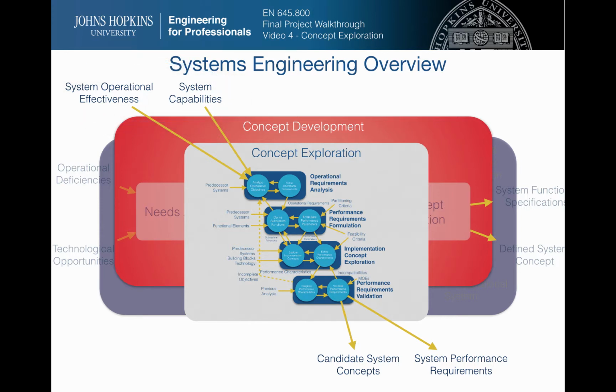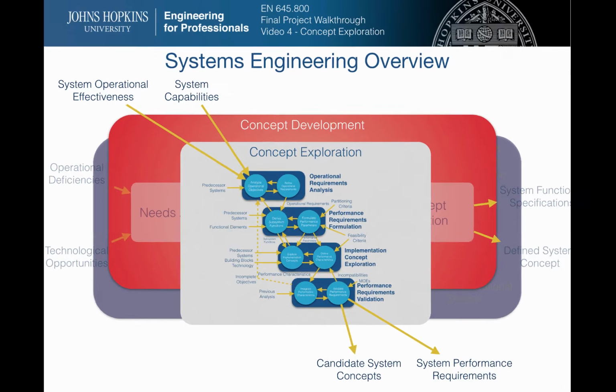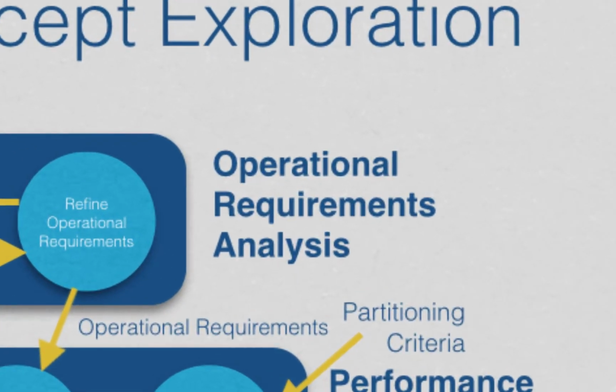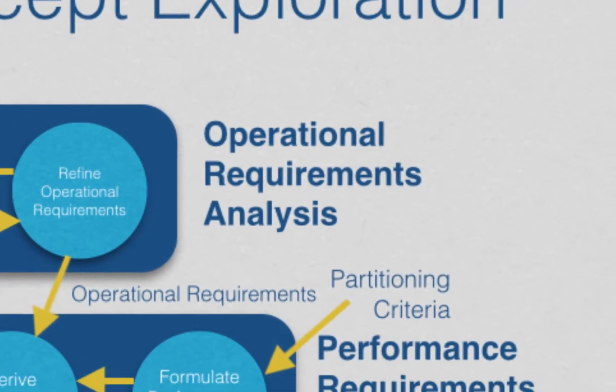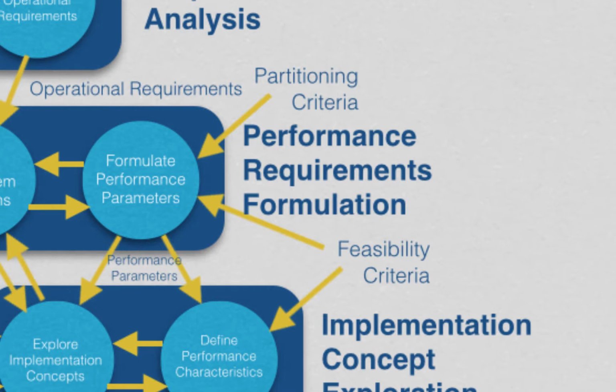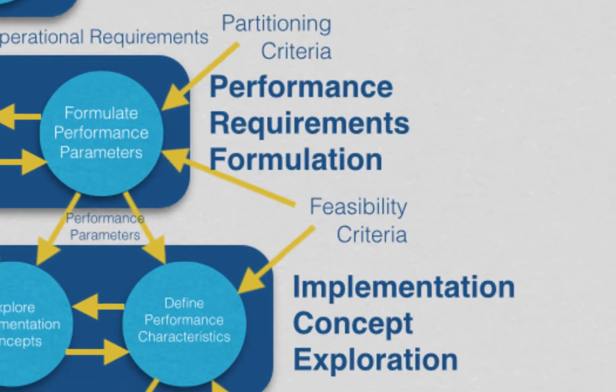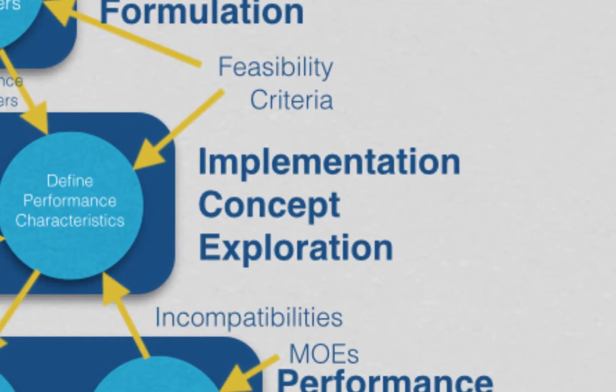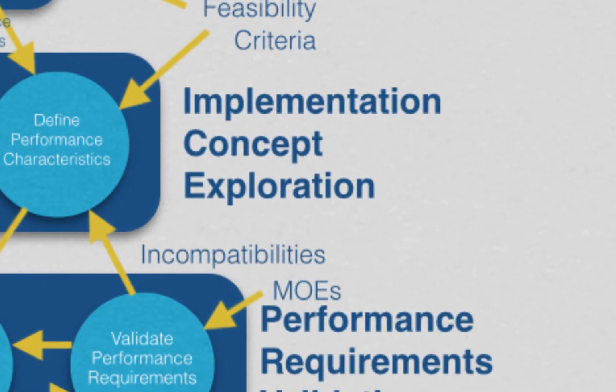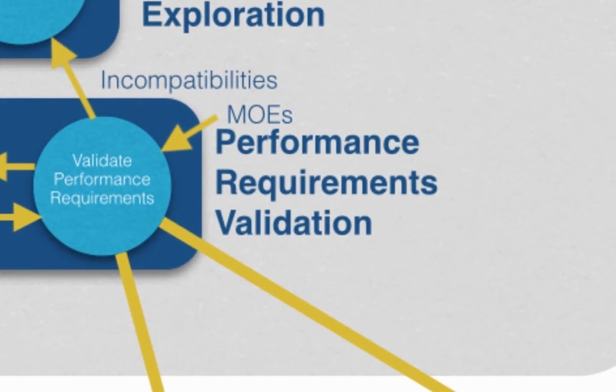As I stated in my first video, the Systems Engineering Principles and Practice textbook tailors each step of the systems engineering process and gives them unique names throughout each phase. For concept exploration, requirements analysis is called operational requirements analysis. Functional analysis is called performance requirements formulation. Physical definition is called implementation concept exploration, and design validation is called performance requirements validation.